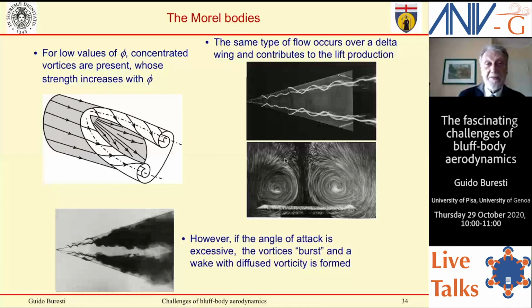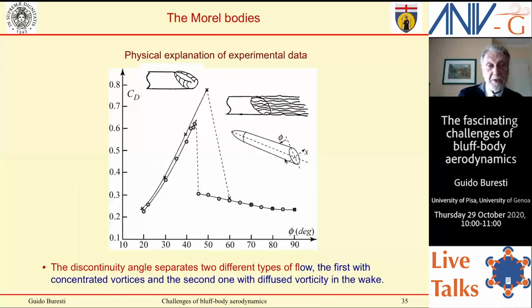Thus, you see that the physical explanation of the data is that this discontinuity angle separates two very different types of flow. The first with concentrated vortices, which increase in strength as the angle increases, but the second one with the diffuse vorticity in the wake, and thus a lower drag, a lower kinetic energy produced. This is very important, and you see this is dangerous. Imagine you had started making experiments from this angle, you reduce it and say, okay, it's not that important, so it will be a low drag.